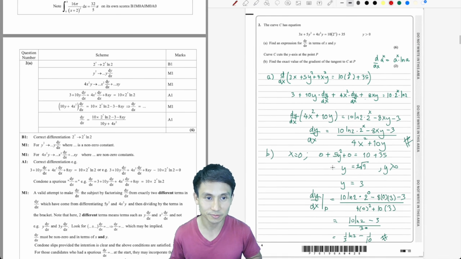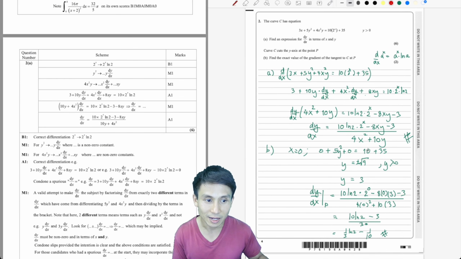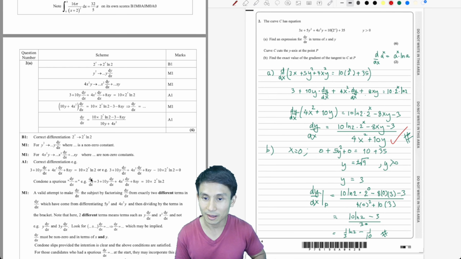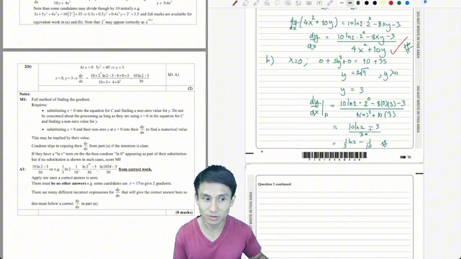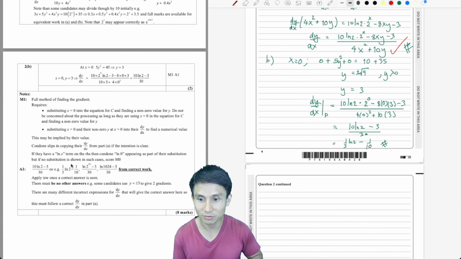Number 2, what did I get here? All right, so they say find the expression, and this is the final expression. Yeah, 10 ln 2 to the x minus 8xy minus 3. Yeah, this is all fine. Okay, so B, I got 10 ln 2 minus 3 over 30. And then I simplified it to be that. So I guess, yeah, they allow this right here. So I got the mark.